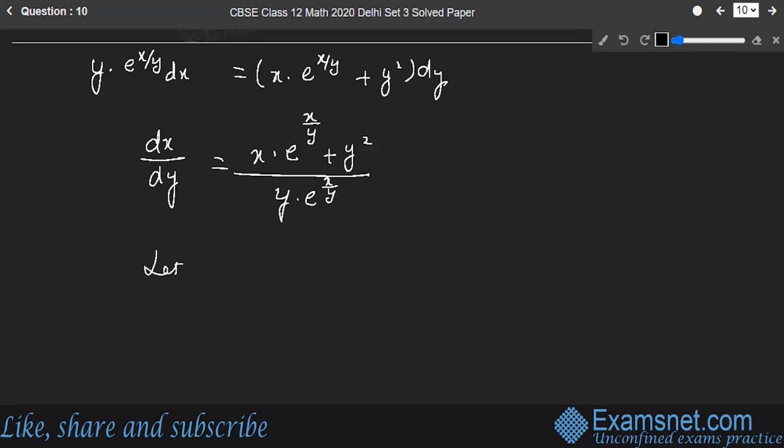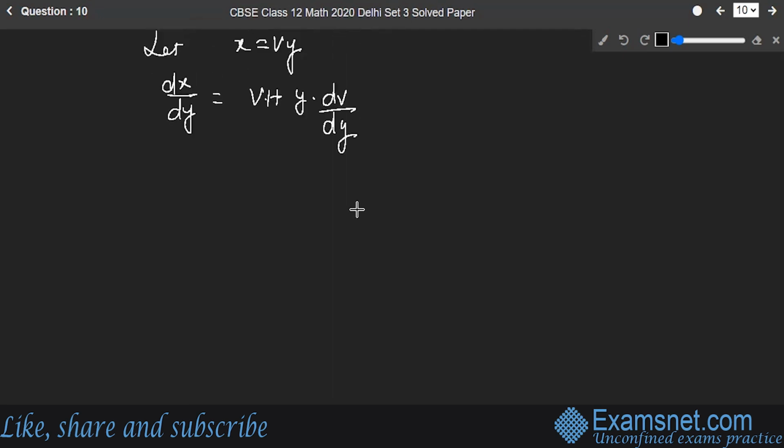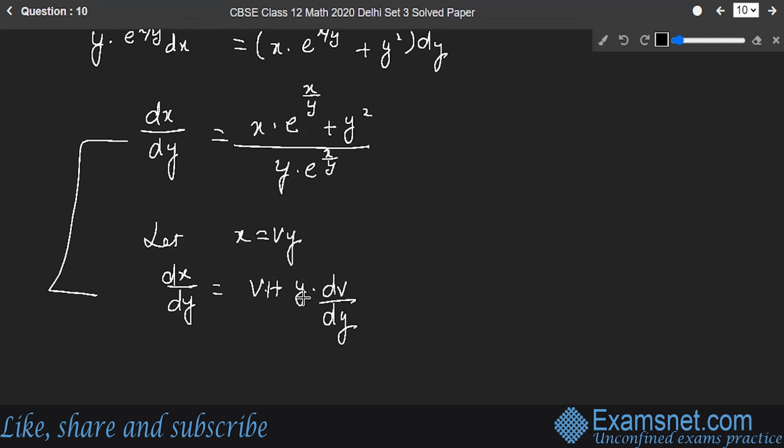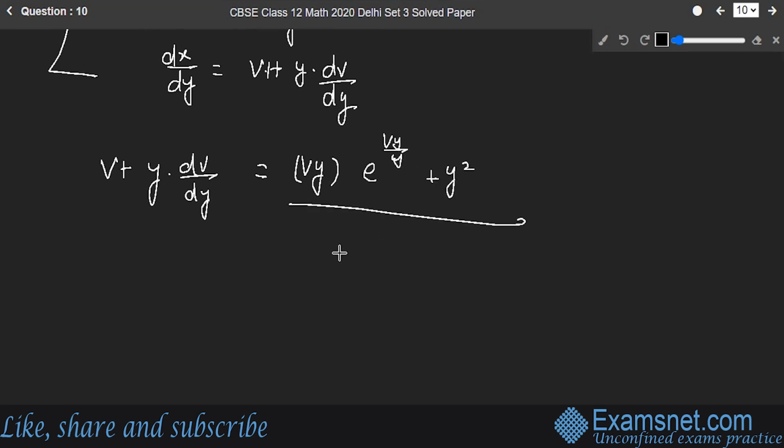So let's say x is equal to vy. So dx upon dy will be equal to first function into derivative of second plus second function into derivative of first, right? So dx upon dy was also equal to this. Equating both of them, you will have v plus y into dv upon dy is equal to vy into e raised to power vy upon y plus y squared, whole divided by y into e raised to power vy upon y. Y will cancel and y will cancel over here.